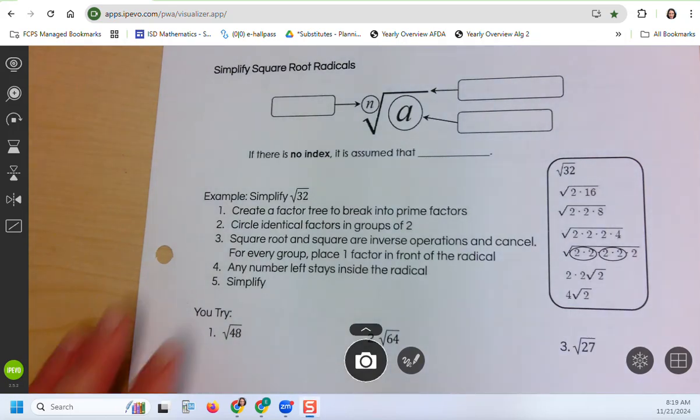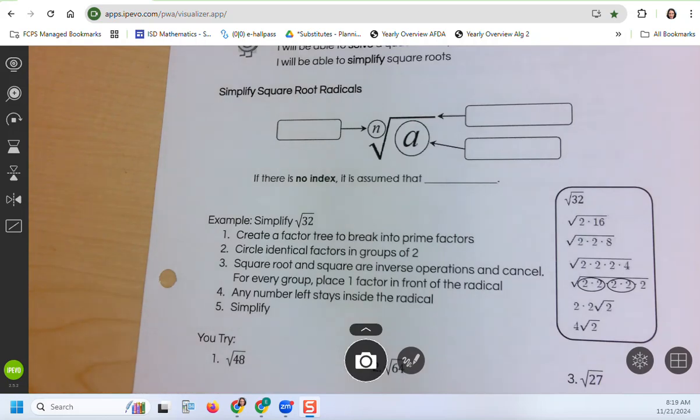All right, so today we are solving quadratic equations with square roots, and we're going to be able to simplify square roots, and we're going to learn about imaginary numbers. We're going to start with vocabulary.